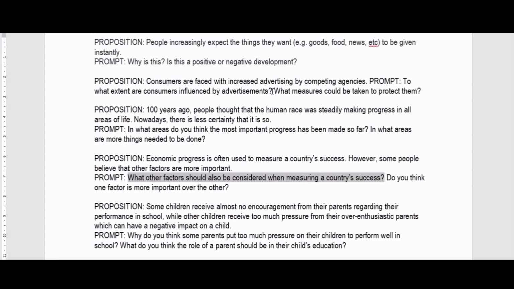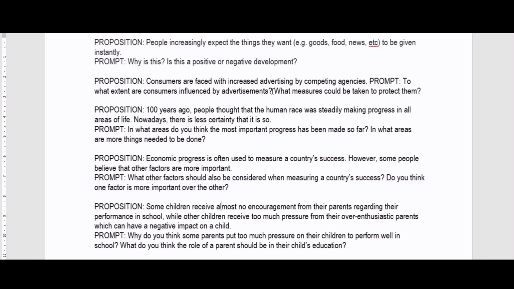So maybe we can talk about literacy rate, for example, or morbidity and mortality rates, or housing rates, for example. Or do you think one factor is important over the other? This is the part where you now resolve the controversy. So it can either be the A2 style, B1, B2, or B3 style.